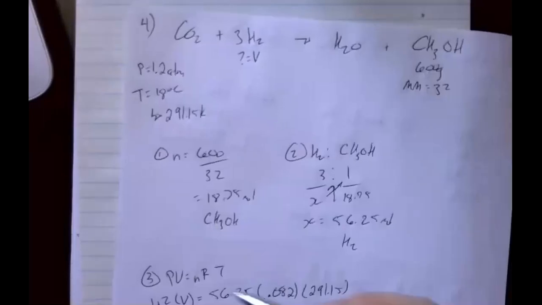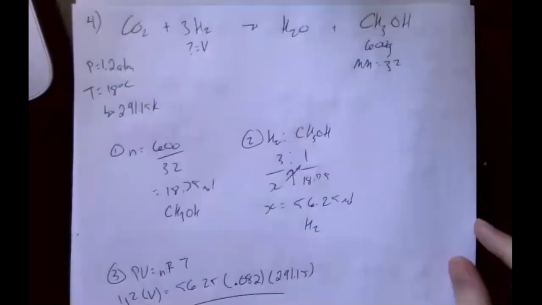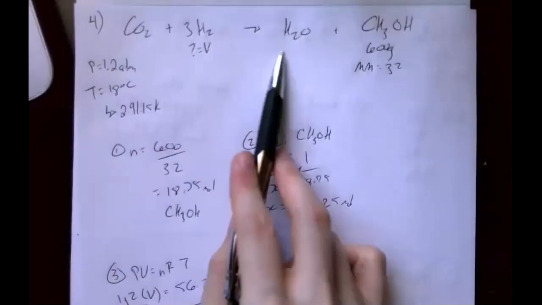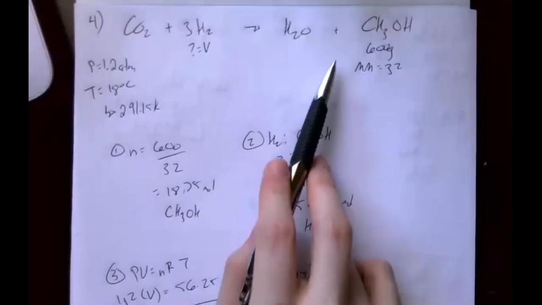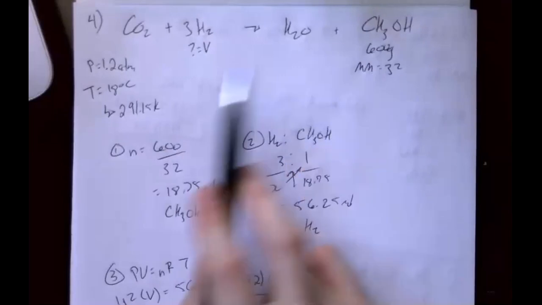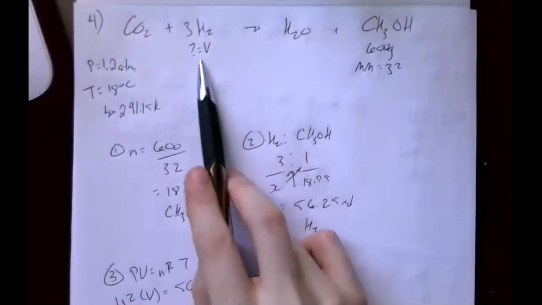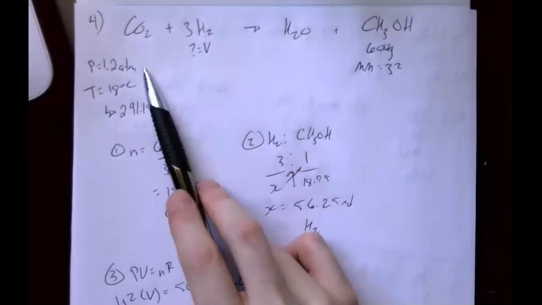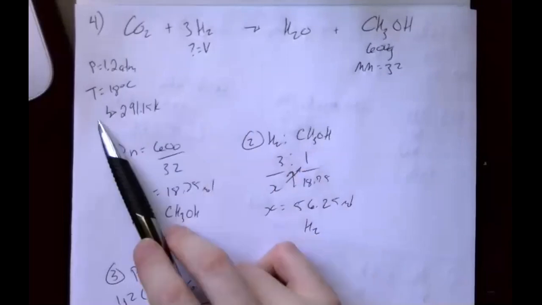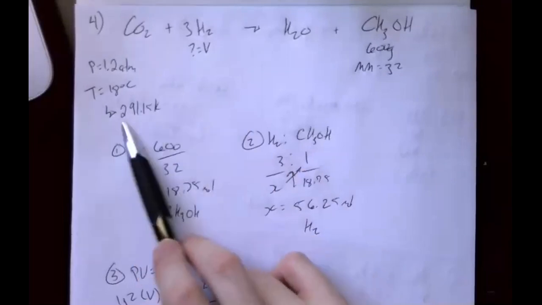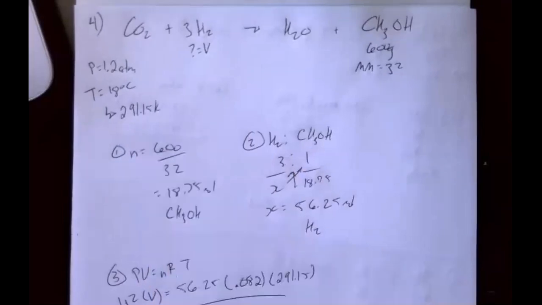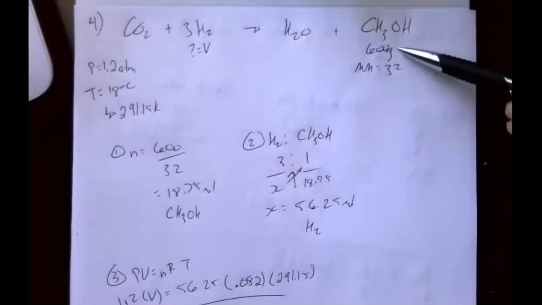And then the last question here said that we have carbon dioxide reacting with hydrogen gas to make water and CH3OH. We're wanting to produce 600 grams of the CH3OH. It wanted to know how many liters of hydrogen gas we would need for that. It also told us that our pressure was 1.2 atmospheres and the temperature was 18 degrees Celsius, which don't forget, your very first thing when you see degrees Celsius is convert into Kelvin. So it's 291.15 Kelvin.